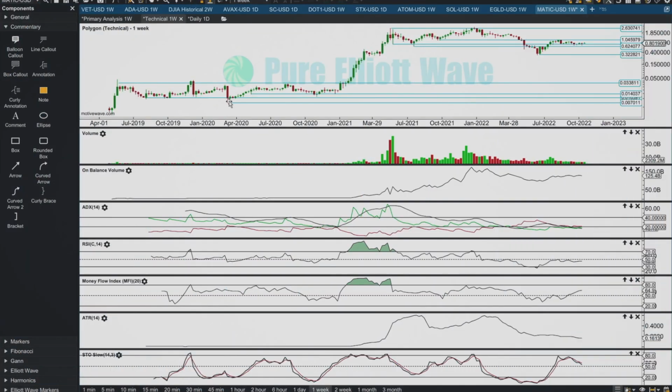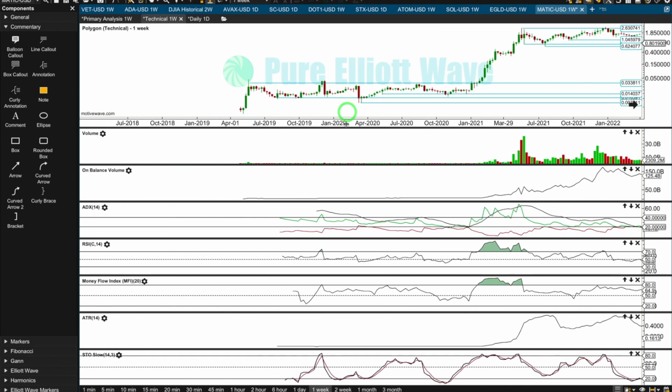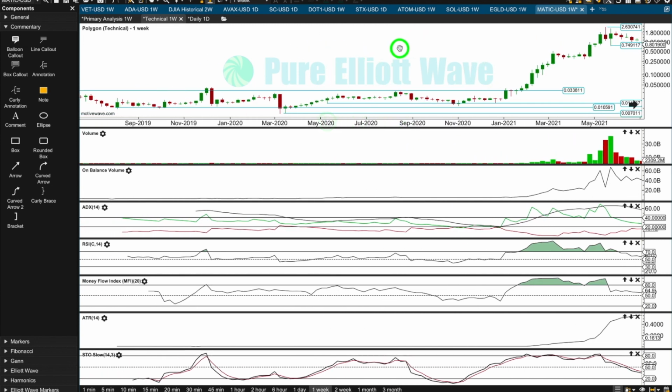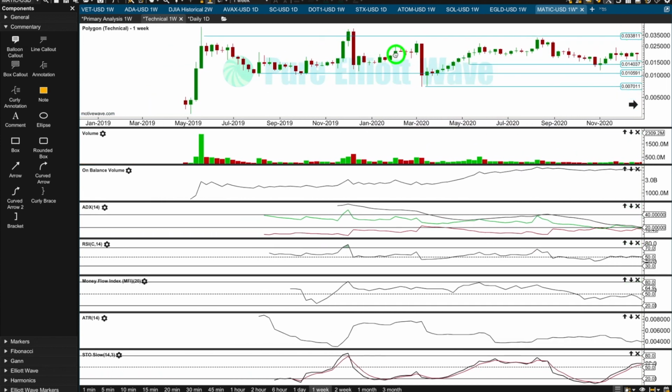This previous low here, week beginning March 2020, down here the low was 0.007011. There was no bullish candlestick pattern off this low. Let's have a look at volume. I'll expand this out and go back here so we can see what volume was doing. Volume was pretty light early on in the start of this. A strong bullish candlestick here, a blow off top.